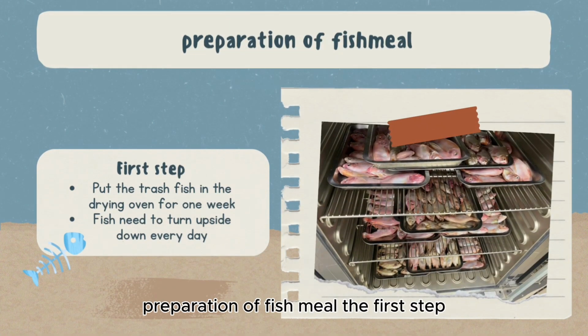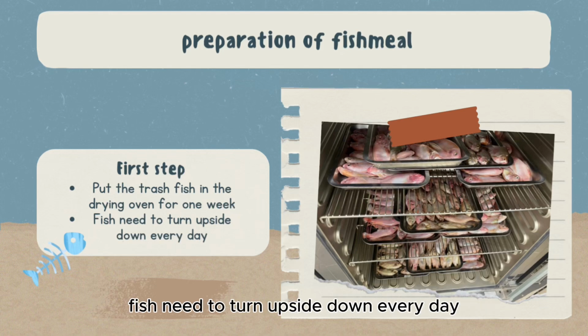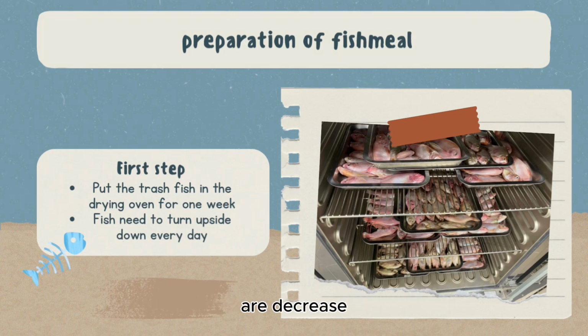Preparation of fish meal. The first step: put the trash fish in the drying oven for 1 week. Fish need to be turned upside down every day. This step is to ensure that the water moisture in the fish is decreased.